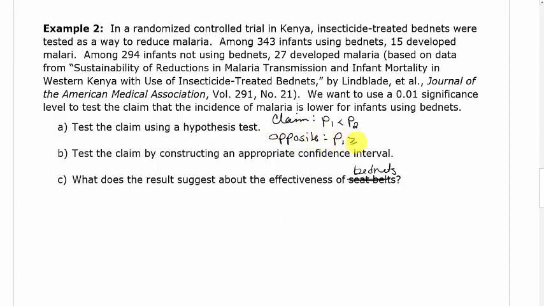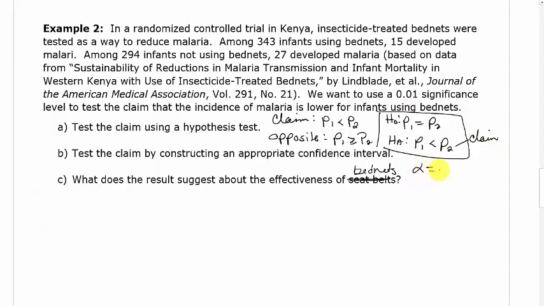p1 is greater than or equal to p2. The null is always equals, so p1 equals p2. And the alternative is p1 is less than p2. So that's either your claim or your opposite, whichever one does not have the equal sign. And this one is our claim. The claim is in the alternative hypothesis.